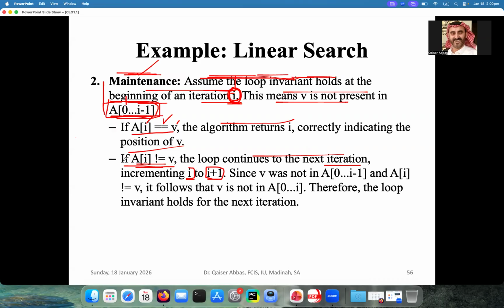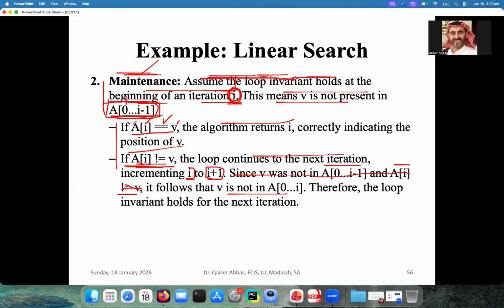And we also checked here that in this second case, when the loop continues to the next iteration, A[i] is also not equal to V. It follows that V is not in A[0..i]. If you are not understanding this, remove this sentence up to this and write this sentence directly after it.